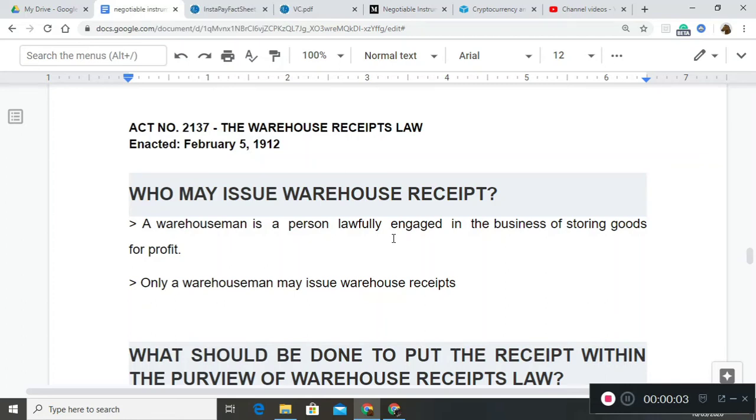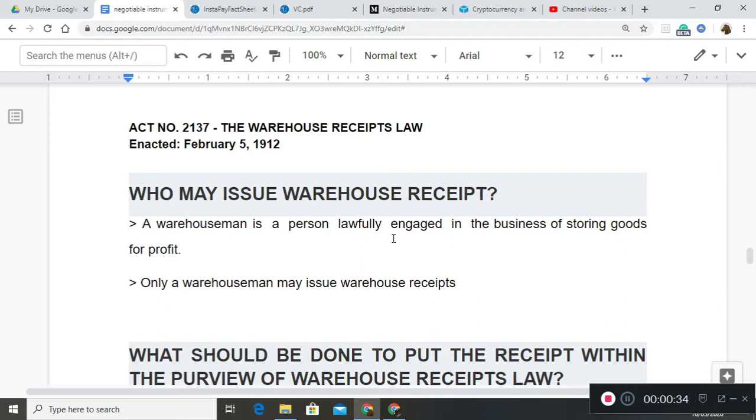Hello class. Recall from the introduction of this course when I showed to you the sale or exchange of goods and the corresponding payment and the role of negotiable instruments as a substitute for money. Now we have here a law which covers what they call documents of title.